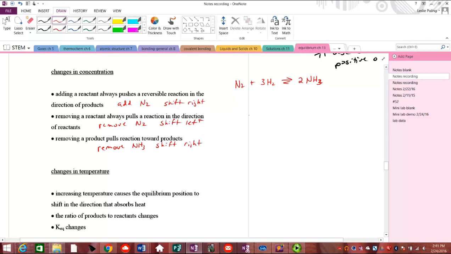So we could sum it up. Whenever we add, we shift to the opposite side. Whenever we remove, we shift to the same side. And this is with respect to where that thing we added or removed is in the original reaction.